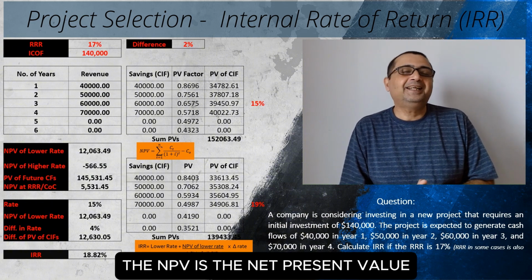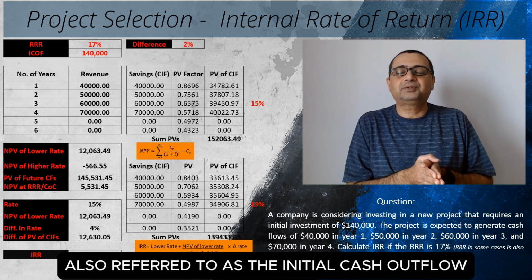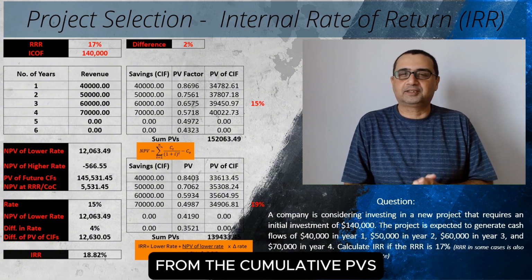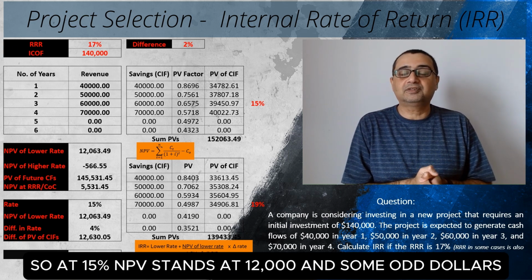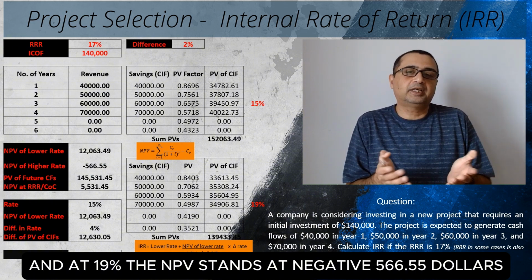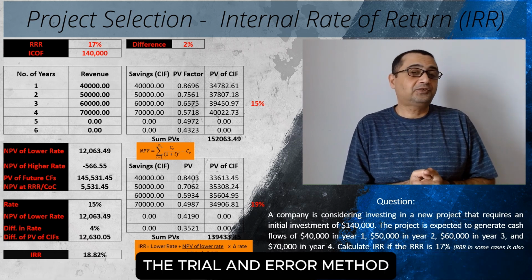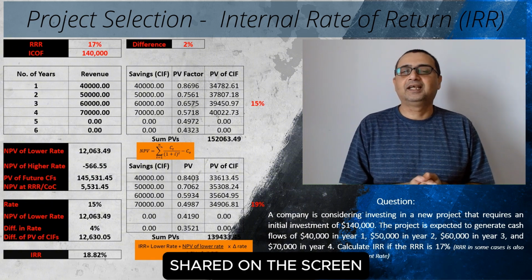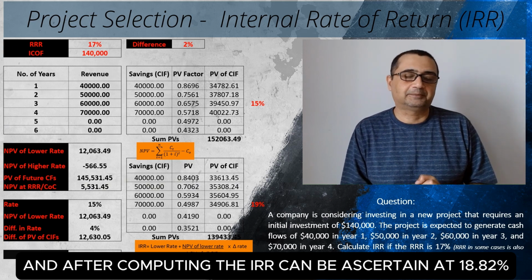The NPV is the net present value calculated by subtracting the initial cost of investment, also referred to as the initial cash outflow in some exam questions, from the cumulative PVs. So at 15%, NPV stands at $12,000 and some odd dollars, and at 19%, the NPV stands at negative $566.55, which confirms the requirement of step 3. The trial and error method refers to using the interpolation formula shared on this screen, and after computing, the IRR can be ascertained at 18.82%.